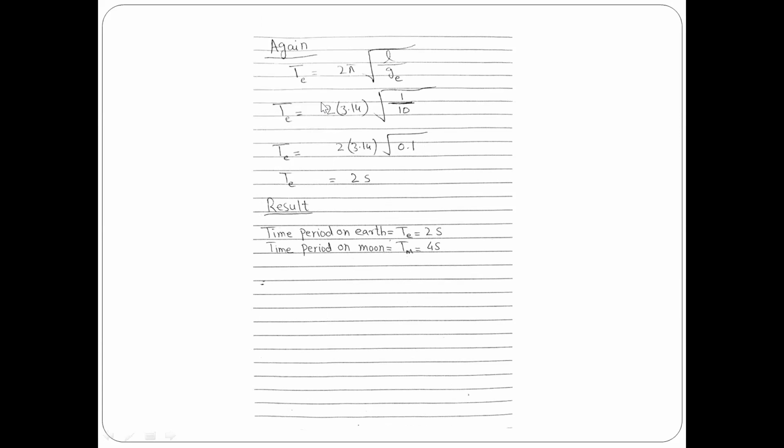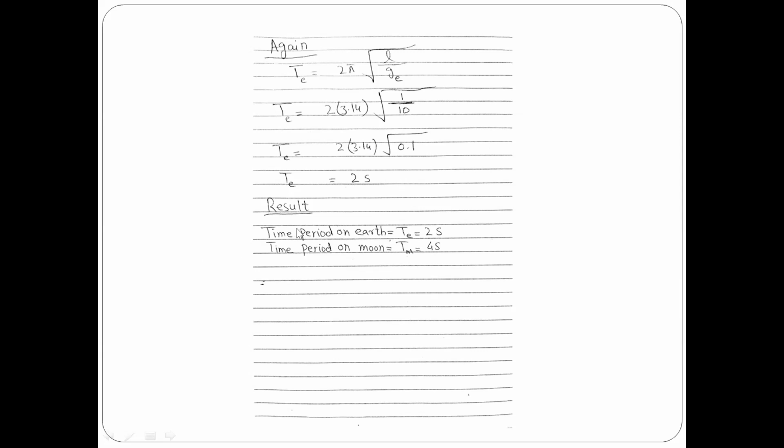Next, we need to find the time period on Earth in this numerical. The same formula, but here I am writing E for g on Earth and the time period on Earth. L remains the same, 1. The value of g on Earth is 10. If you divide 1 by 10, you will get 0.1. Taking the square root of 0.1, and whatever answer comes, multiply with 2 and 3.14. So our Te will be 2 seconds.